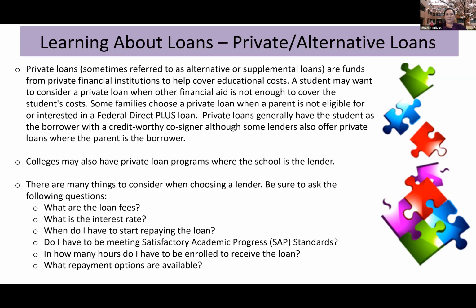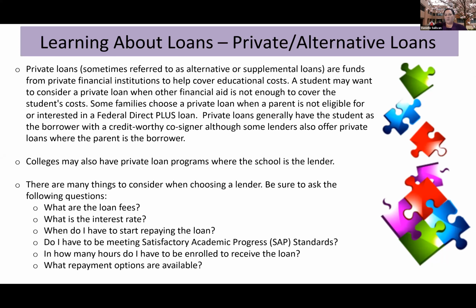So there are many things to consider when you choose a lender. You want to know, what are the loan fees? The government charges that thing we just saw called an origination fee. Is there something similar with a private loan? I can tell you there is, but the fees are all going to be different. What is the interest rate? Is it variable? Does it change every year, or does the interest rate stay the same at 5%? Or is it going to go up to 12%?